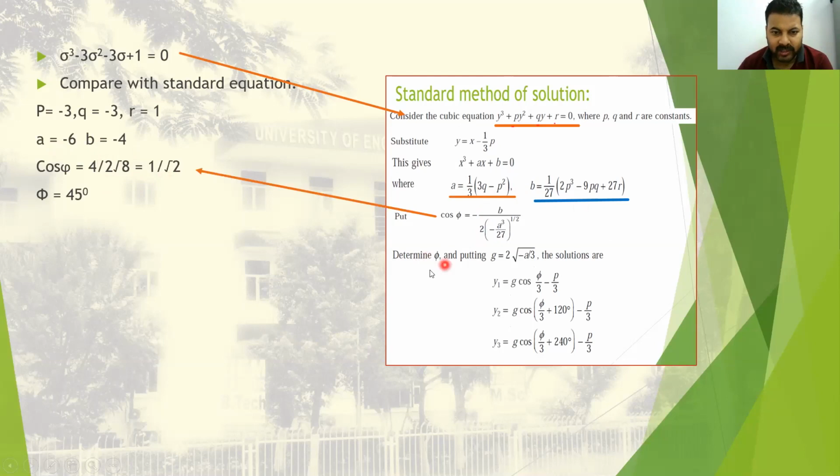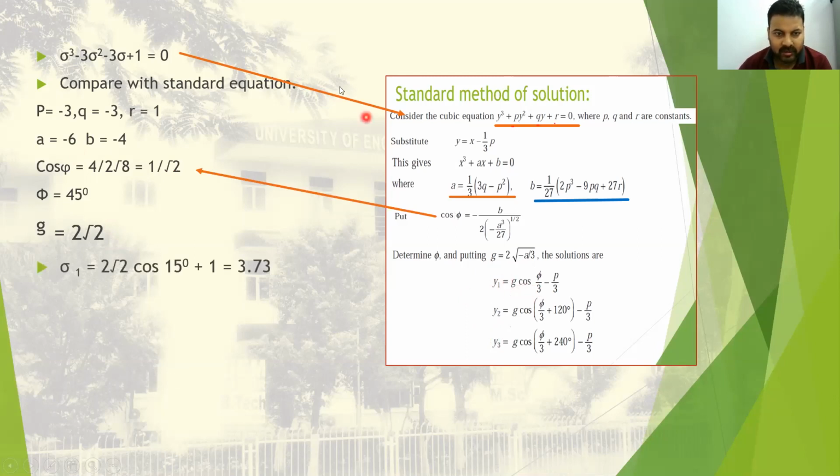So we have determined phi. Now we need to calculate the value of g, that is 2 under root minus a by 3. A is equal to minus 6, so minus 6 into minus, so it is positive 6 by 3, 2. So it would be equal to 2 root 2, like this. The value of g has been also calculated. Now next task is to calculate sigma 1, sigma 2, sigma 3 with the help of these three formulas. Let's start with sigma 1. So sigma 1 is equal to g cos phi by 3.